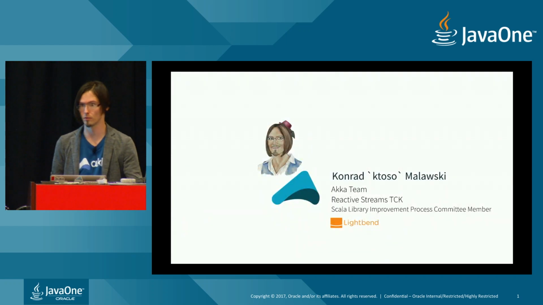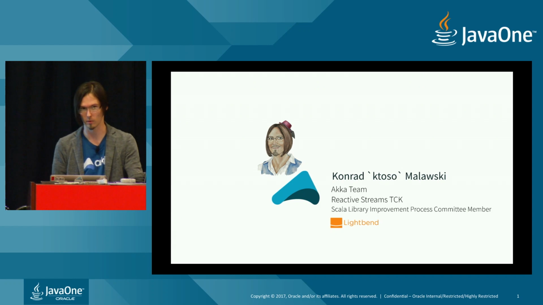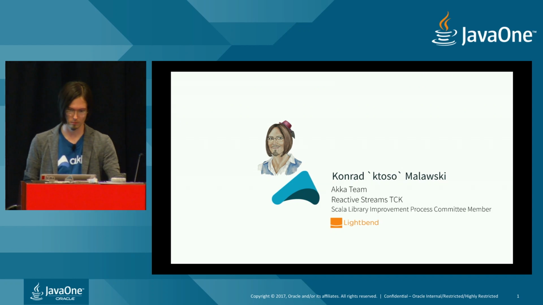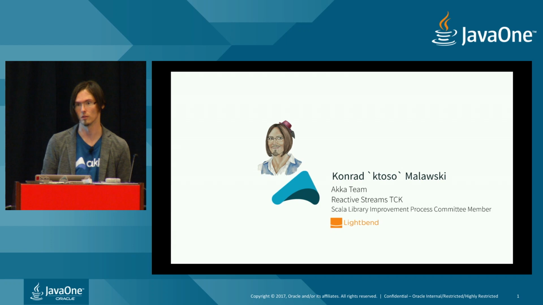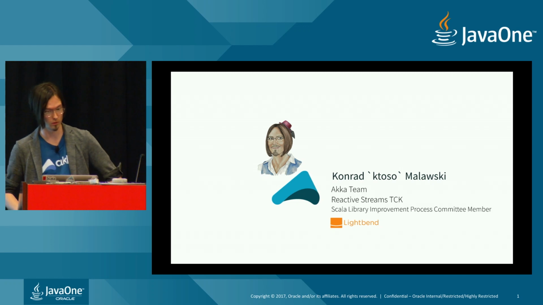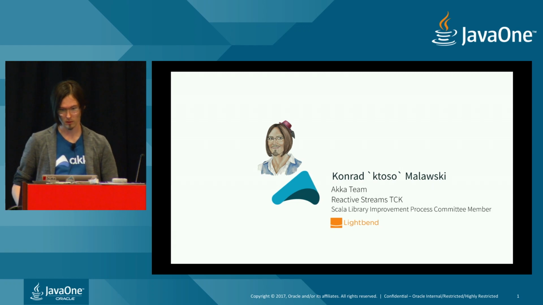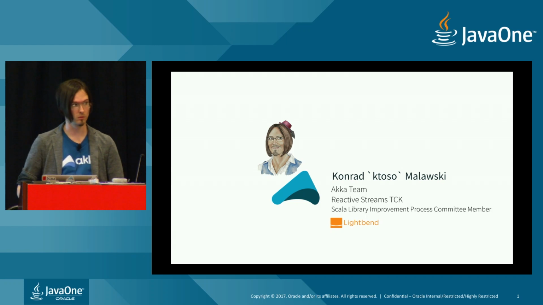So my name is Konrad Malawski. I work at Lightbend, a company behind Scala, Akka, Play, Lagom, distributed microservices, and basically the Scala programming language as well. But all of our APIs have a Java API, which I'll talk about a bit, but not too much. And I also did the Reactive Streams TCK.